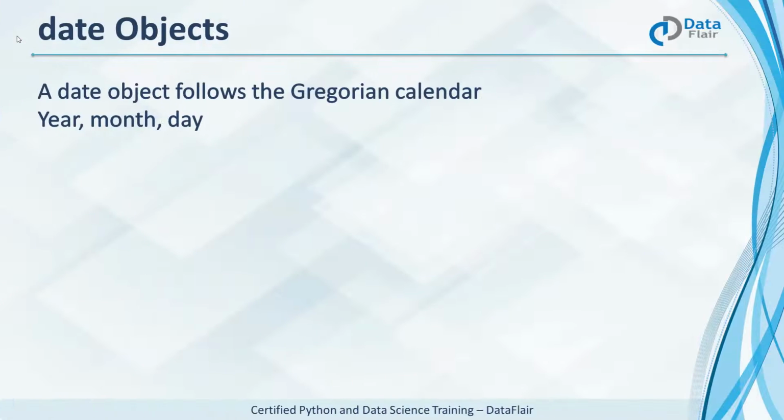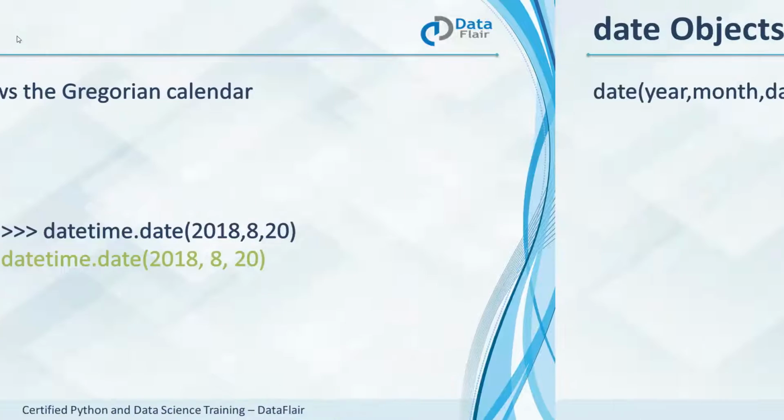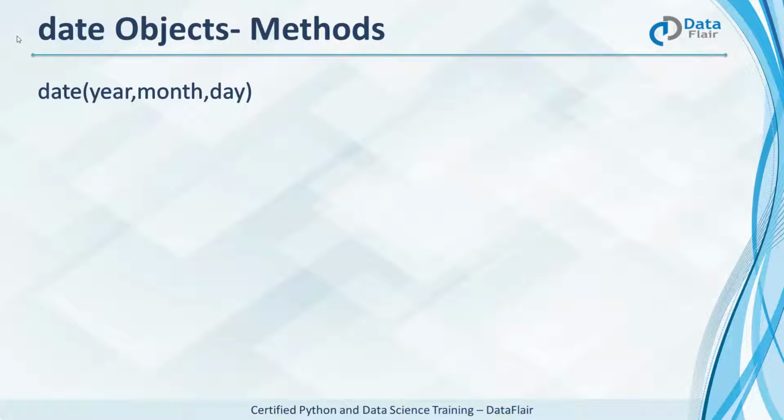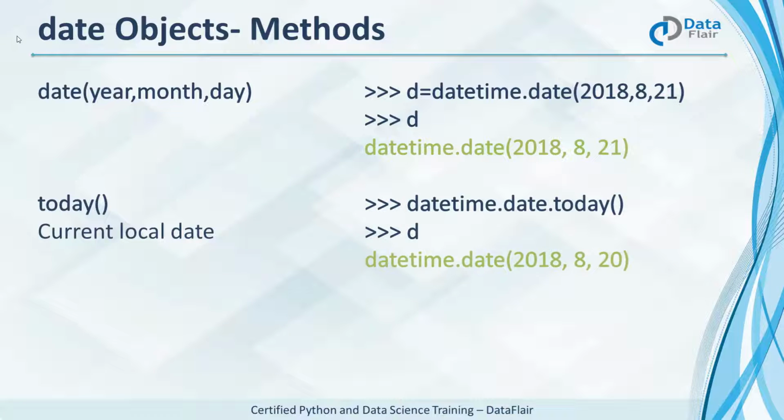Let's talk about date objects first. These follow the Gregorian calendar and represent dates as year, month, and day. This is a date object representing 20 August 2018. This is a date object's signature, and this is an actual date object. The today function gives us the current local date. This is the date today.